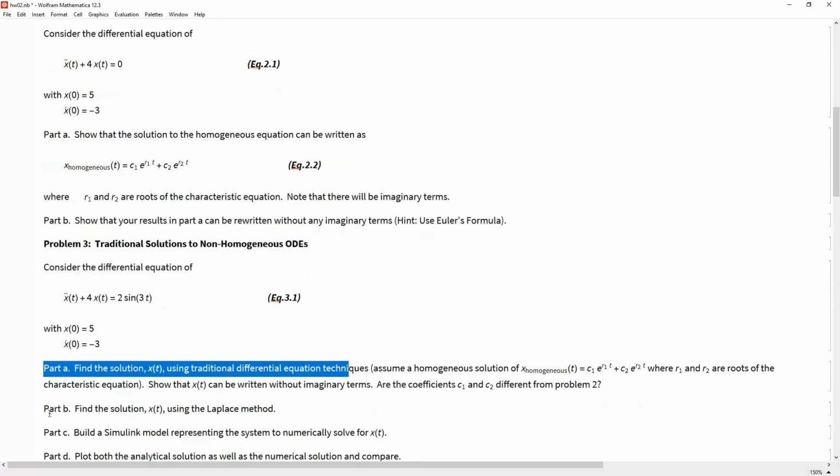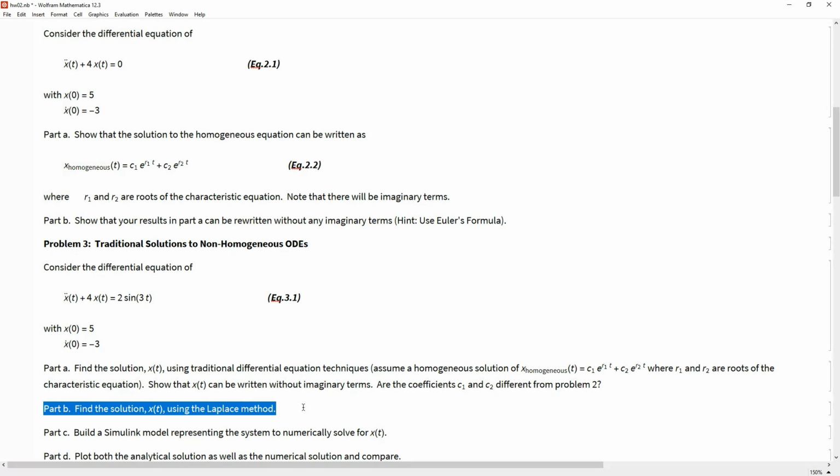But we can do part B right away. That's what we're talking about this week, the Laplace method. So go ahead and apply the Laplace technique that we just talked about: the Laplace transform, the partial fraction decomposition, the inverse Laplace transform. That will allow you to solve this right now using the Laplace technique. So you can do part B.